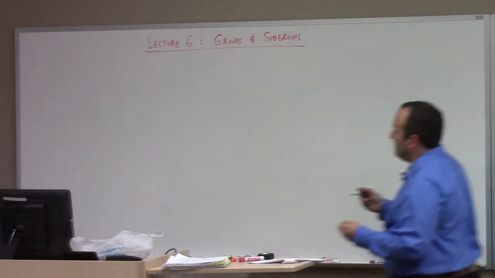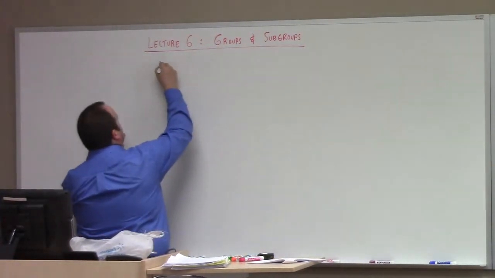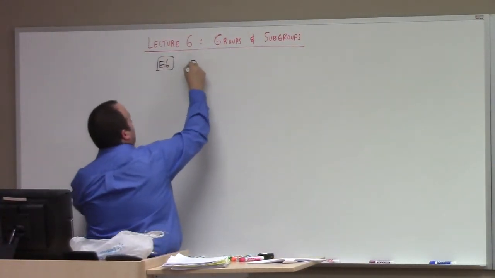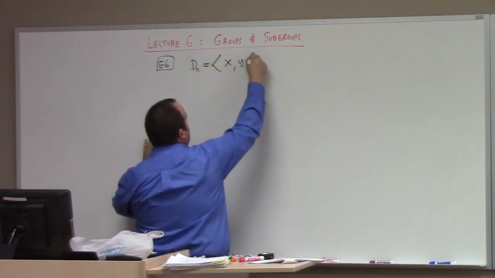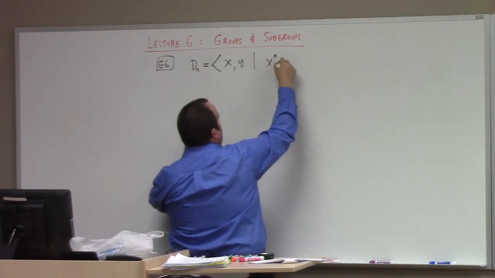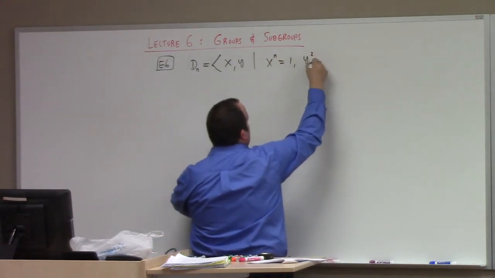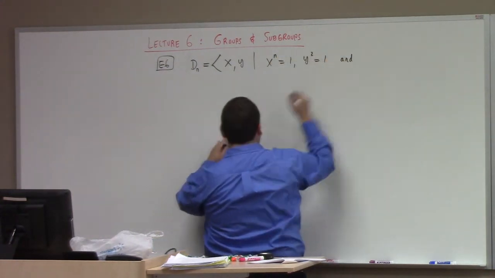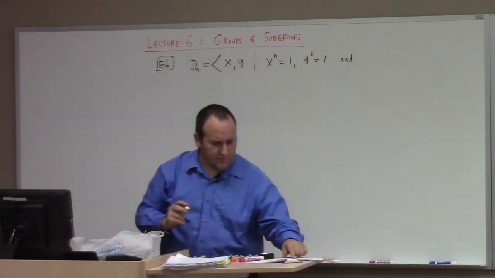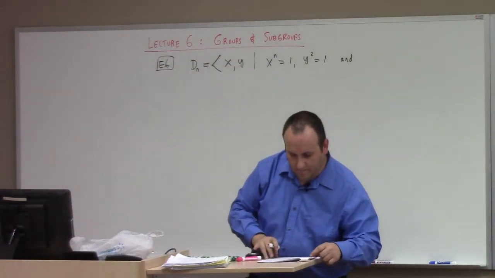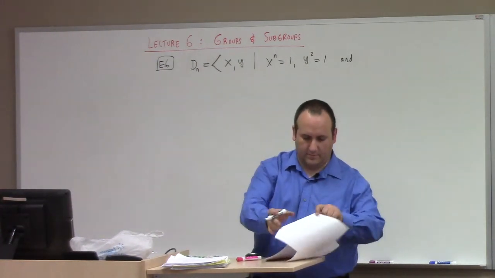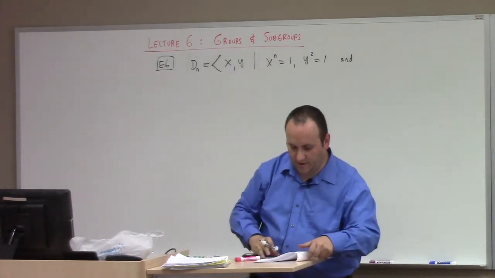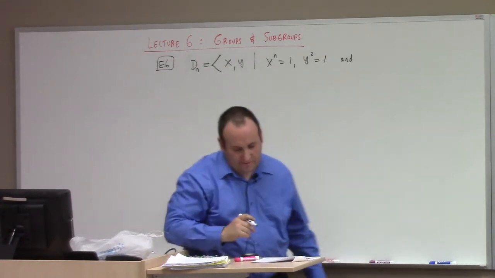So, example 6, we can say D_n is generated by x and y such that x to the n is 1, y squared is 1, and one final relation. Come on, where'd you go? Still not hardwired in my brain just yet. xyx is equal to y.